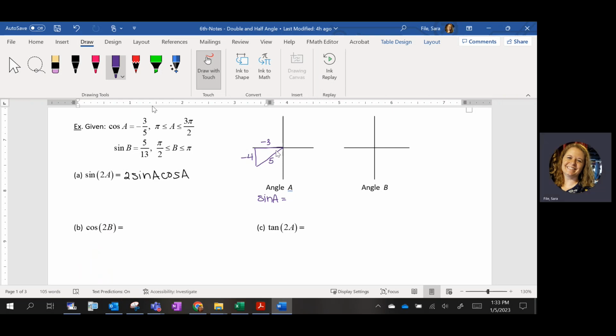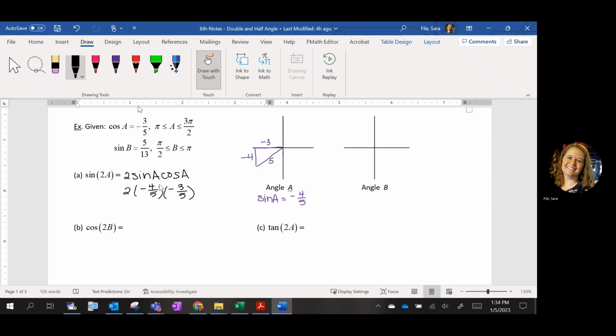Opposite over hypotenuse, or you can think of it as y over r. So now I know cosine of A and sine of A, and I can evaluate this. So I can say, okay, 2 times -4/5 times -3/5. Okay, so that's going to come out positive. That's 24/25. Feel okay about that one?